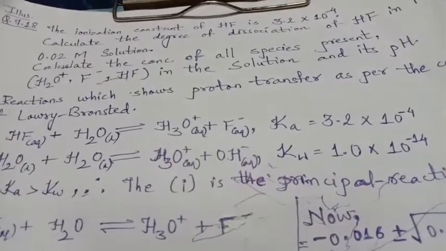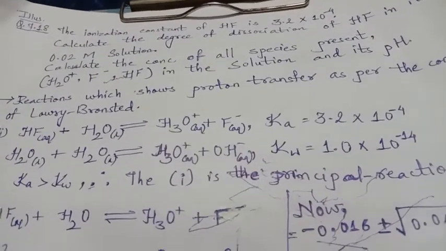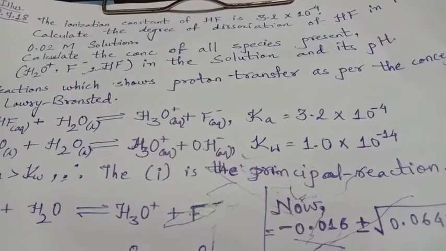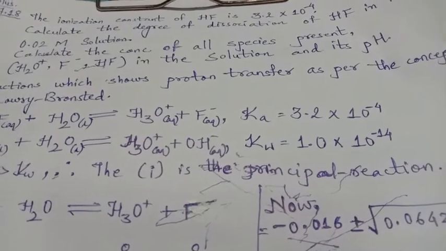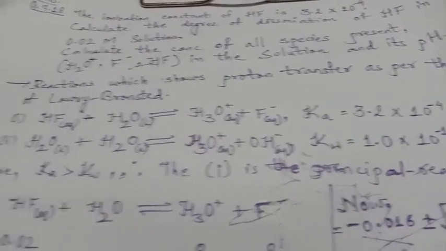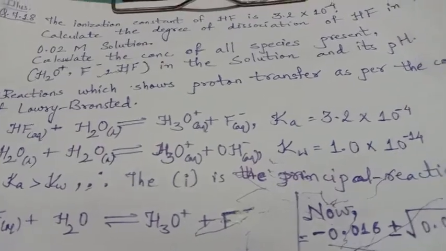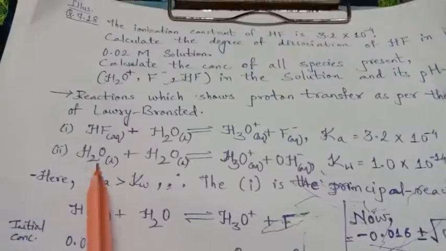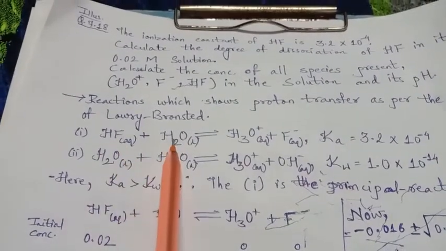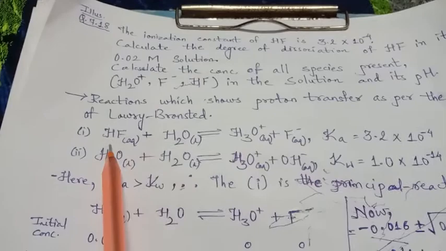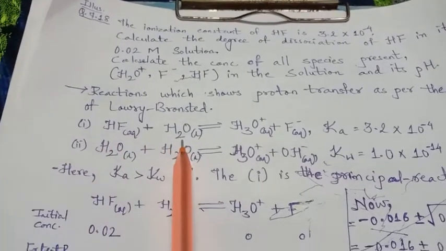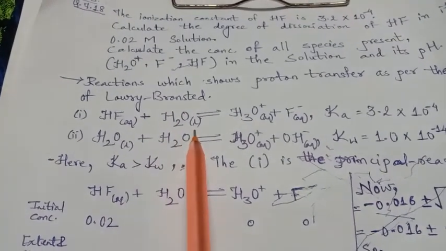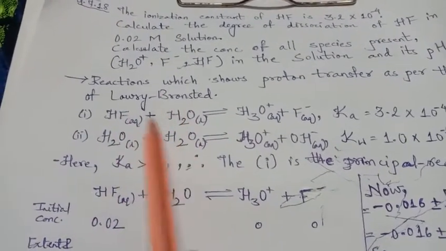First of all, we will have to go for the reactions to find out who the proton donor or acceptor is among all these. That means reactions have to be written which show proton transfer as per the concept of Lowry and Bronsted. So very first, when HF, hydrogen fluoride, reacts with H2O, hydrogen fluoride is reacting in water. Water itself is liquid, but when hydrogen fluoride is added to water, it will become aqueous.